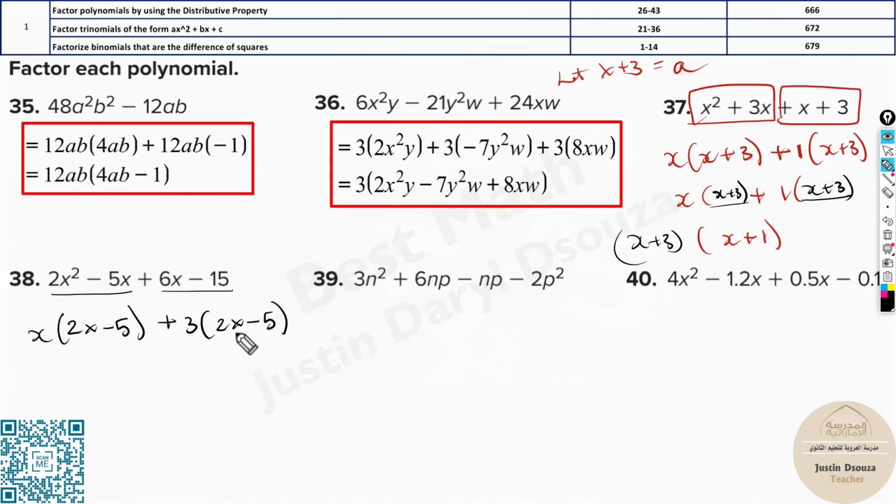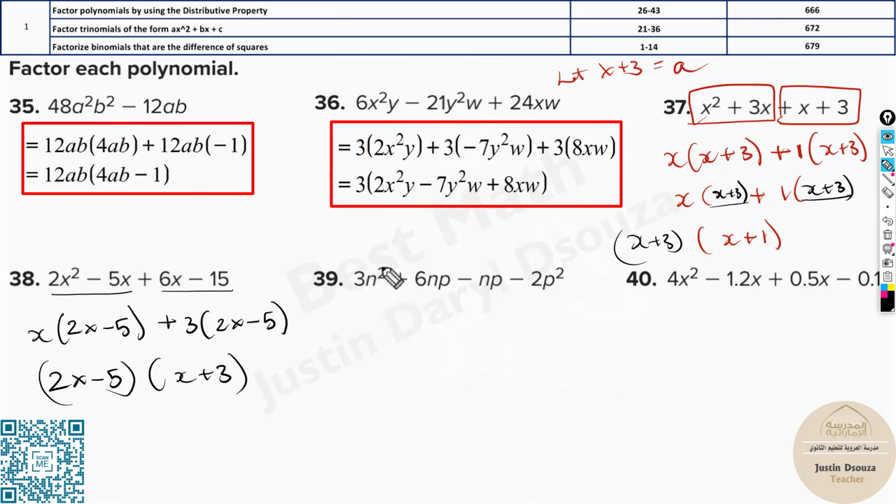Now 2x minus 5 is common again. So I'm going to remove that term outside. 2x minus 5 multiplied by what remains, x plus 3. That's the answer. That's the factors.